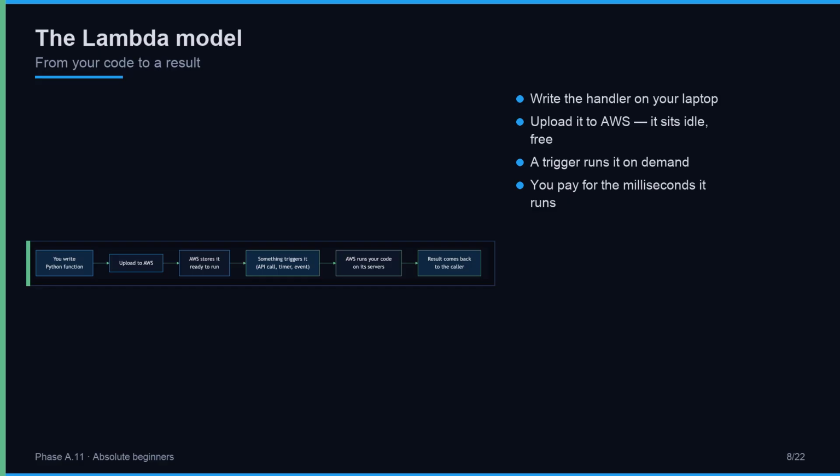Then something triggers it: a web request, a timer, another Amazon service. Amazon instantly provisions a server, loads your code, runs your handler, captures the return value, and sends it back as the result. When the call finishes, the server disappears. You are billed for the milliseconds between the trigger and the return. No idle time, no monthly fee, no server to maintain. Idle and free until triggered.